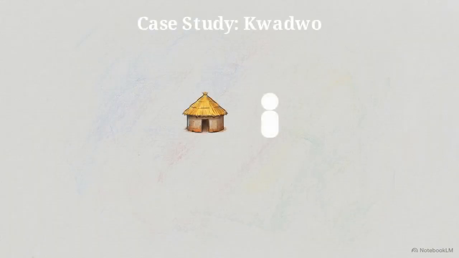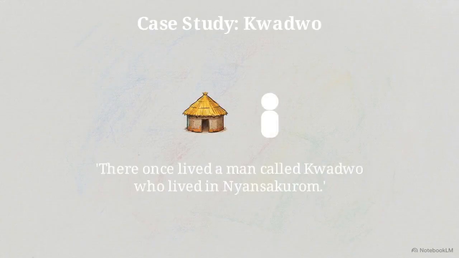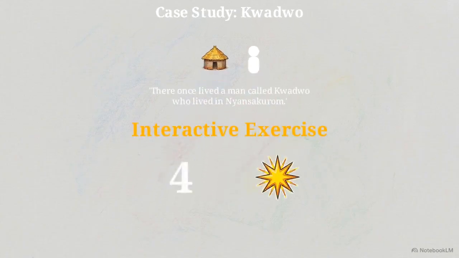Our exposition begins here. There once lived a man called Quadro who lived in Nyansakoram. Pause the video and determine the very next event needed to trigger a main conflict for Quadro.